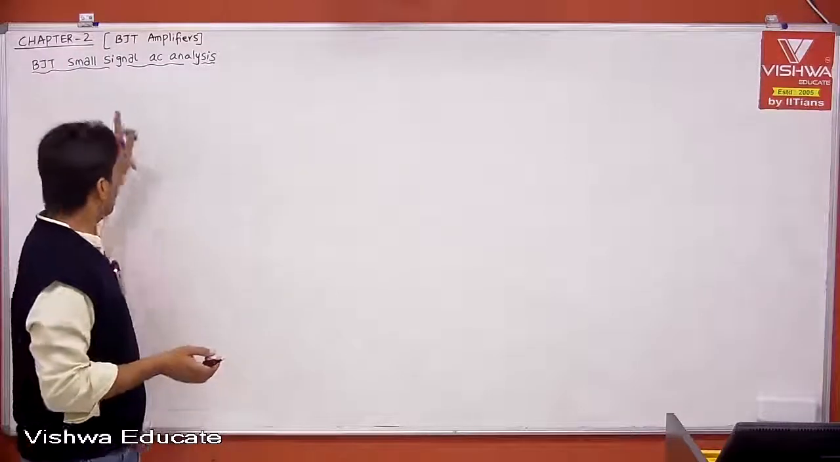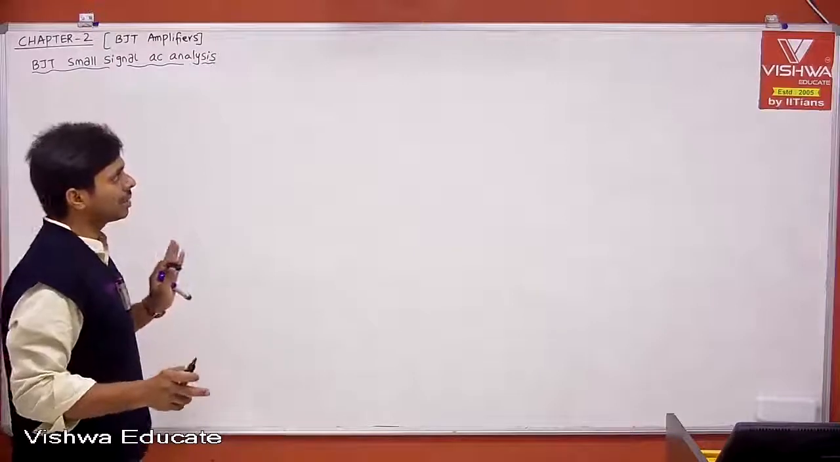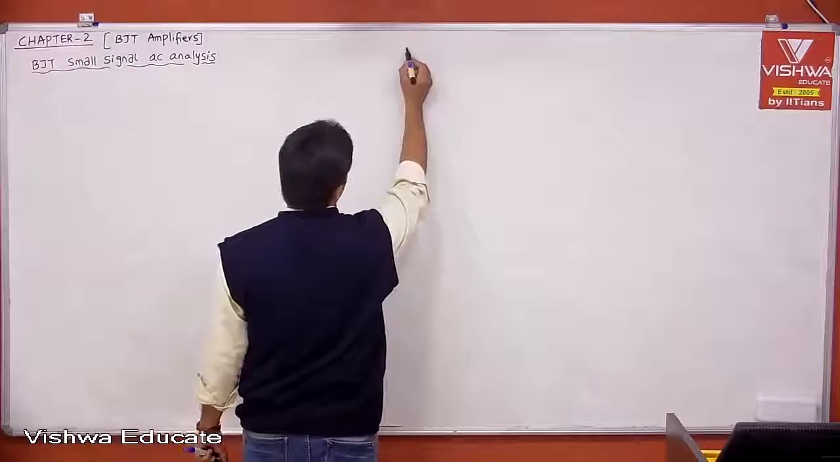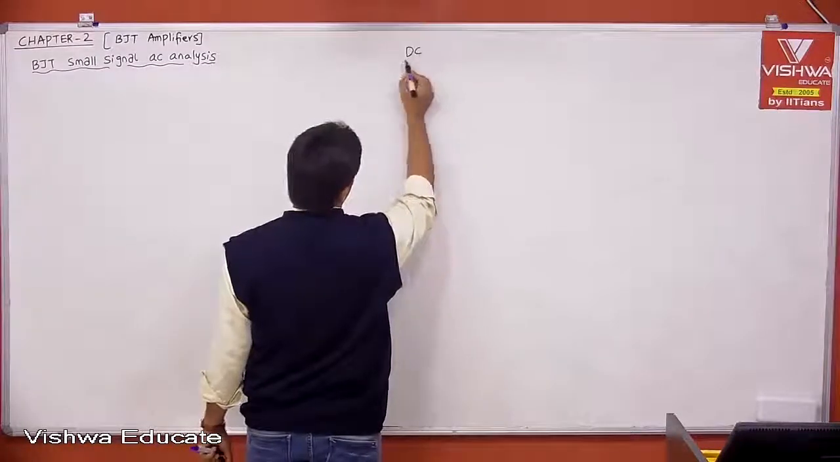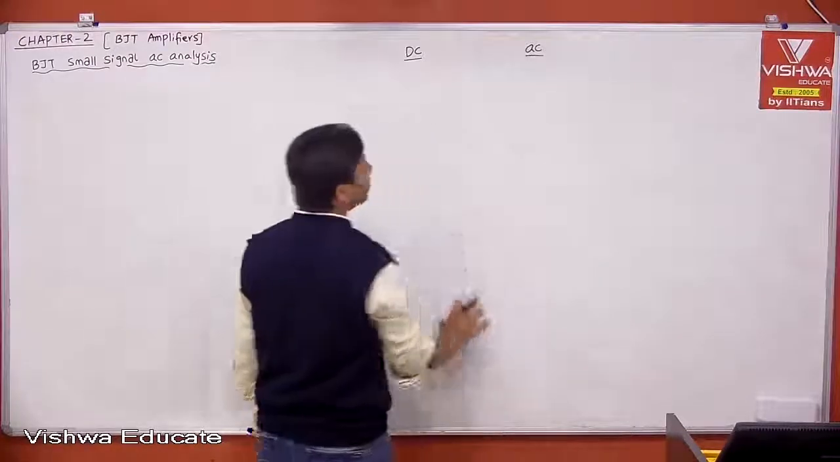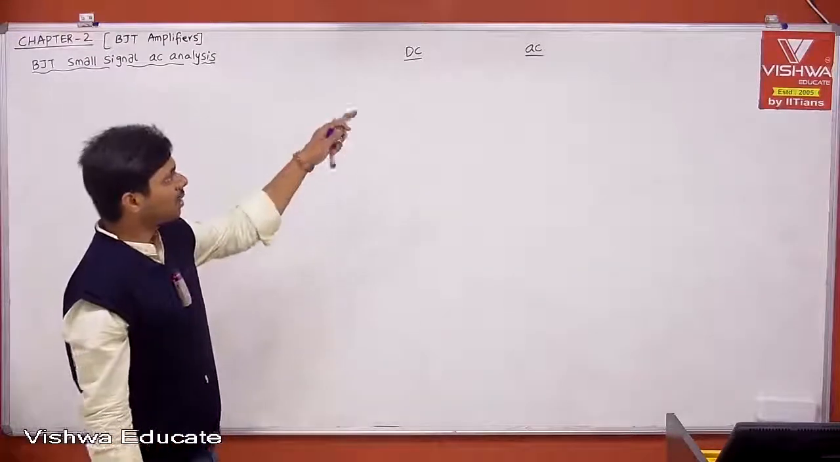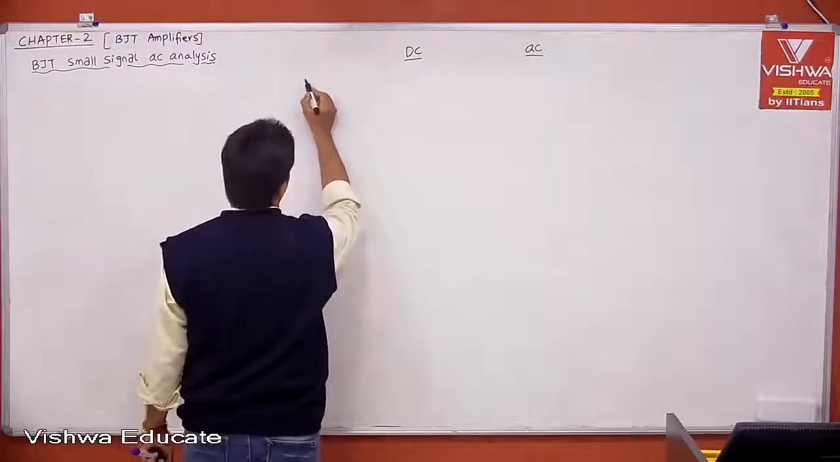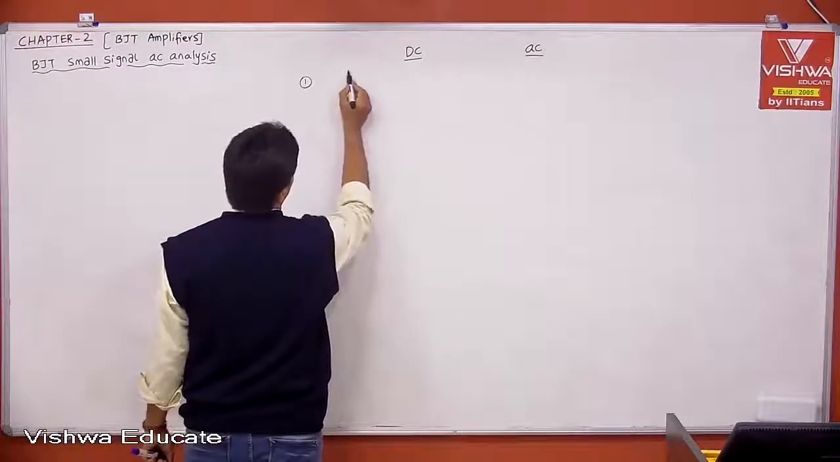Before going there, you can take a table to compare. This is the DC circuit, or DC equivalent, and this is the AC equivalent. Now let me start with the resistor.